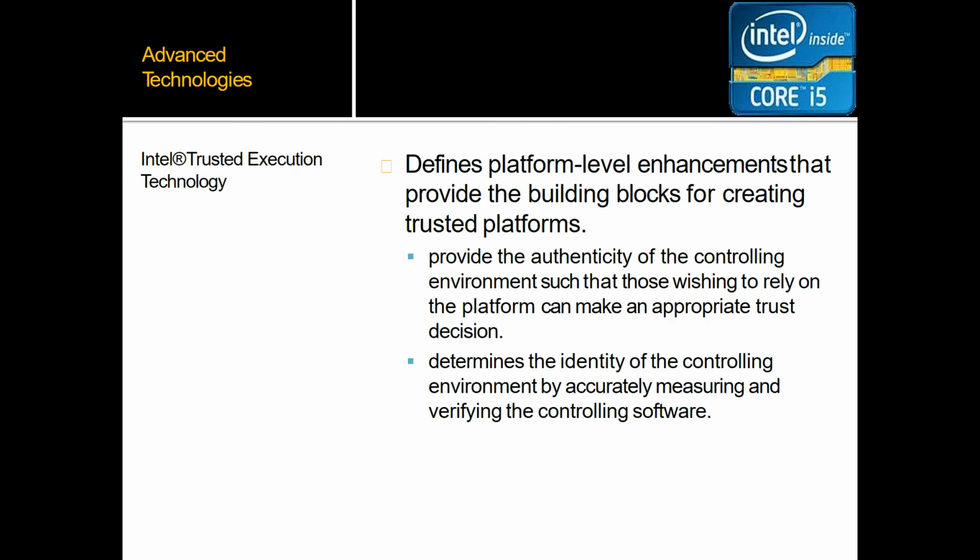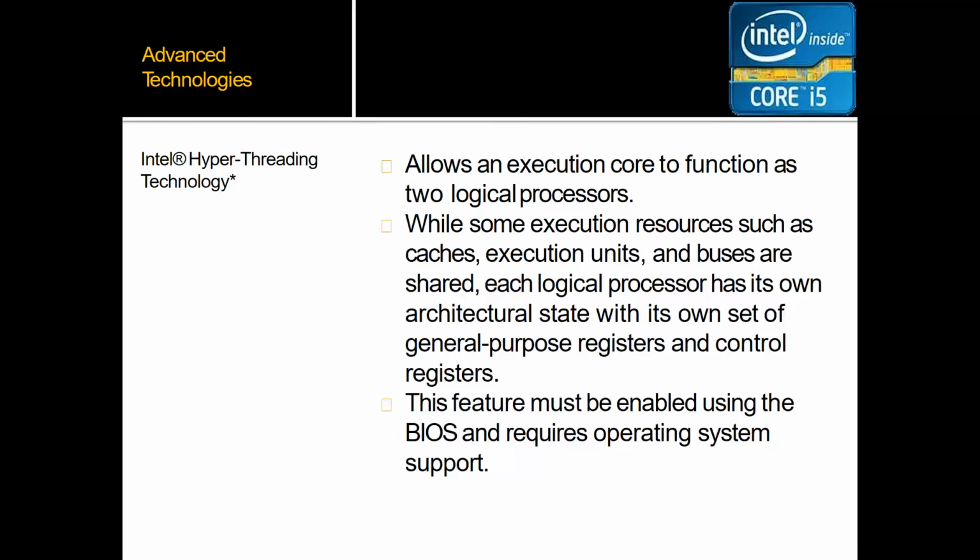The next technology is the Intel Trusted Execution Technology. This technology defines the platform-level enhancements that provide the building blocks for creating trusted platforms. This provides the authenticity of the controlling environment such that those wishing to rely on the platform can make an appropriate trust decision. The second is that it determines the identity of the controlling environment by accurately measuring and verifying the controlling software.